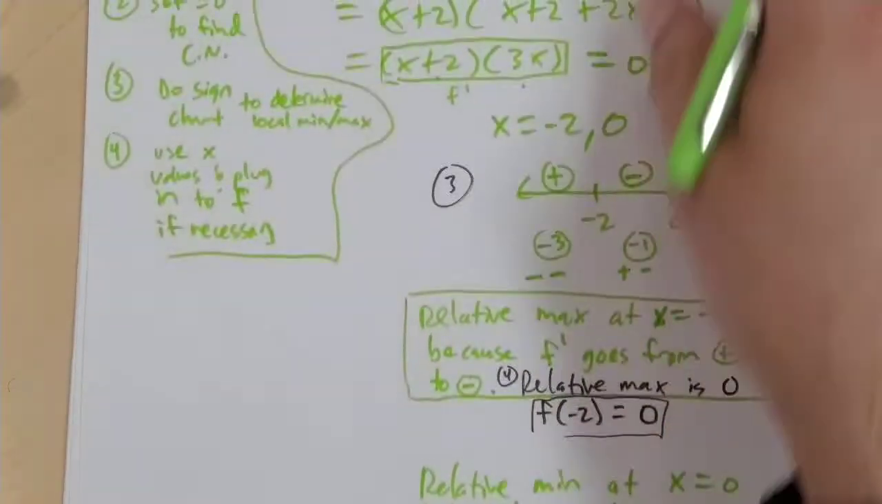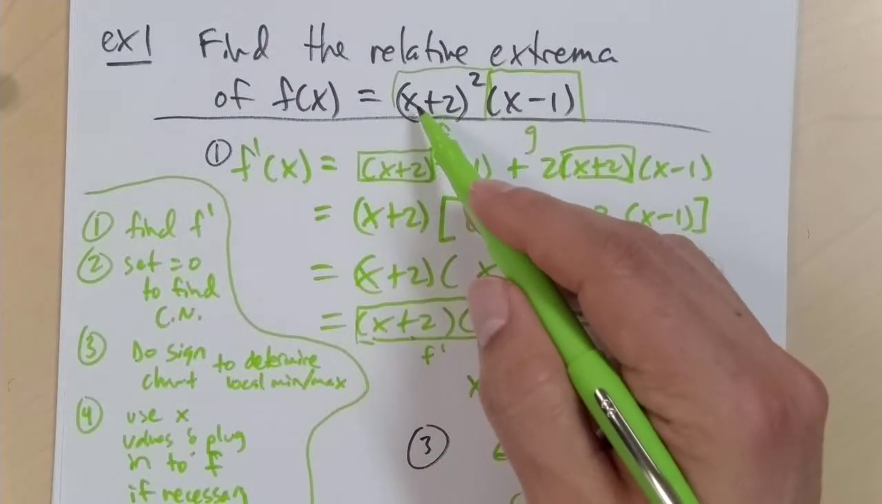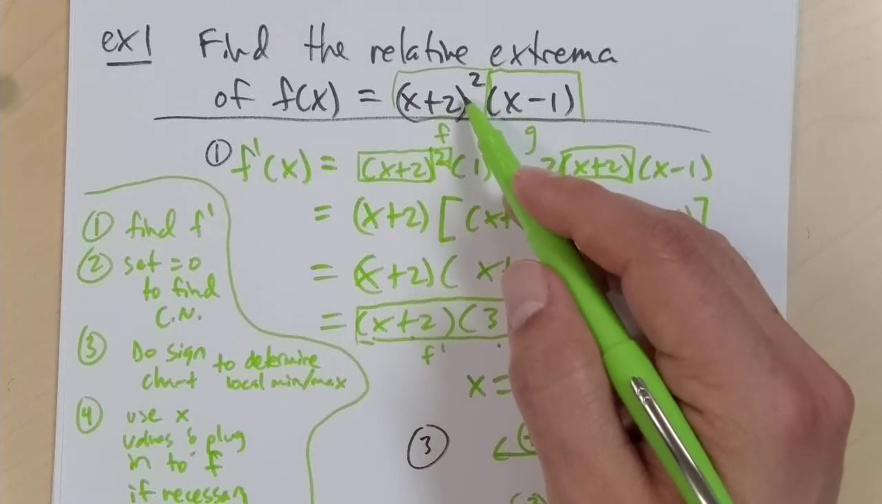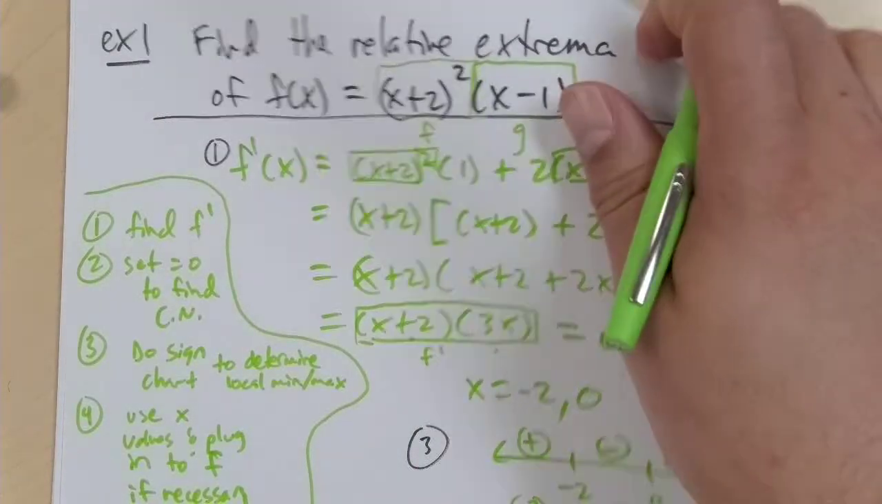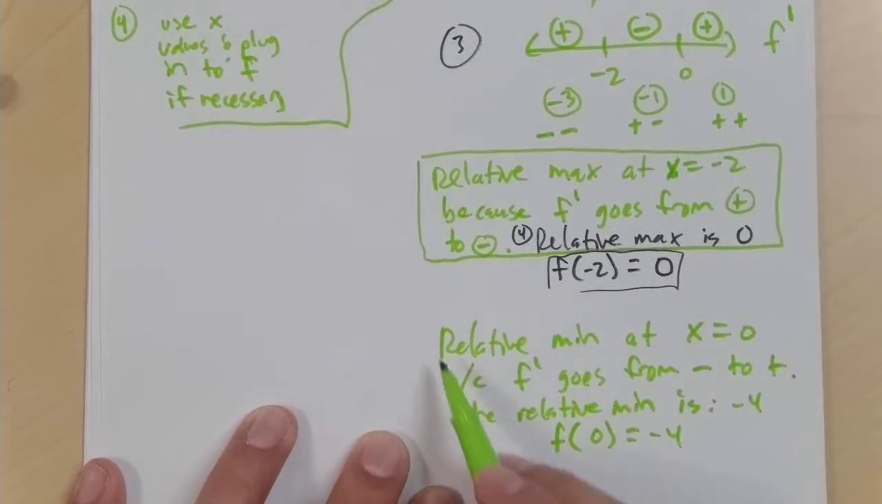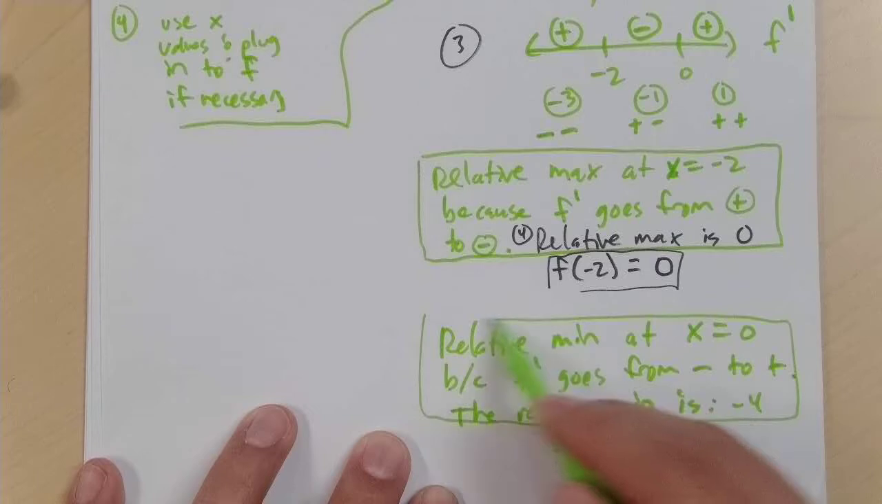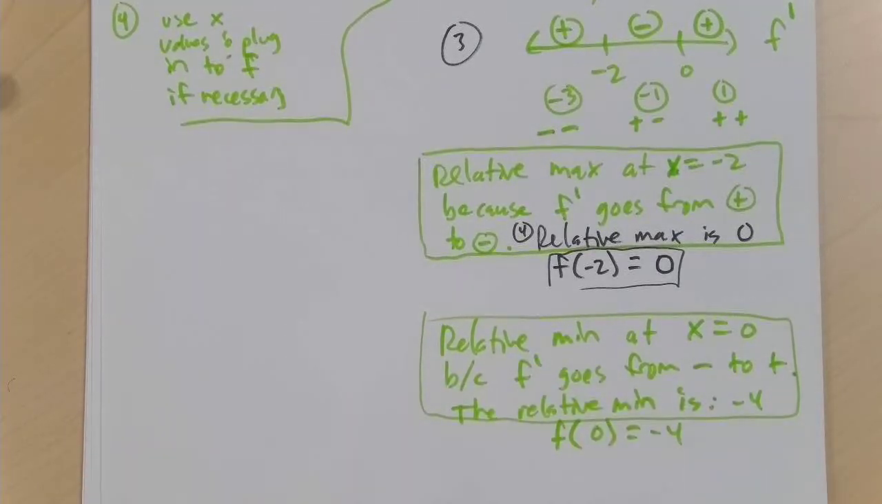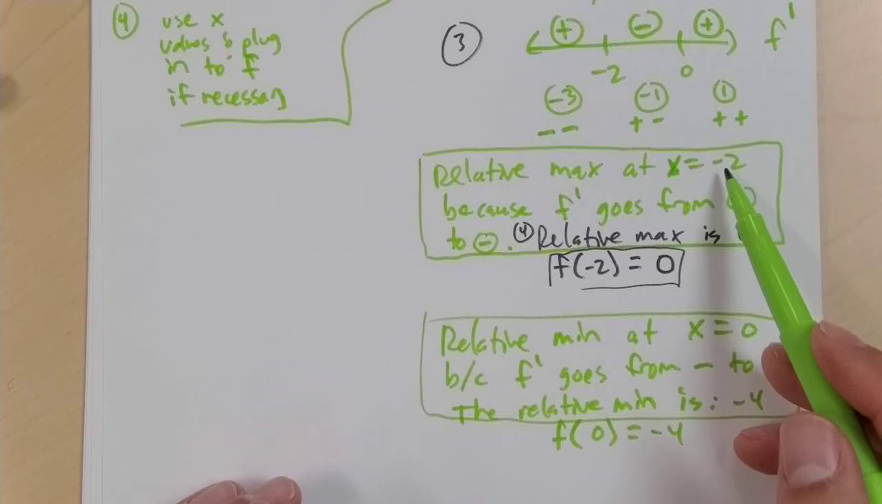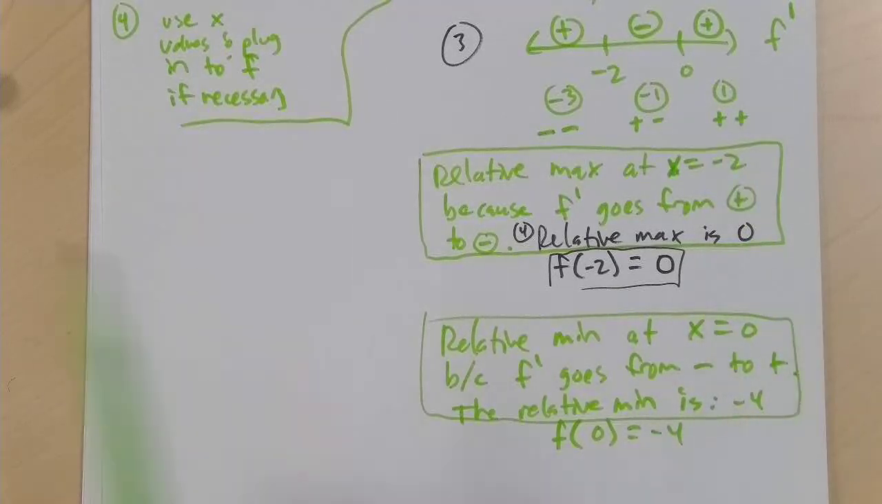Right, so if I go back up here to f, if I plug in 0, you get 0 plus 2 squared is 4 times -1, so we get -4. Okay, so this is what we would say. So if it says to find the relative extrema, you'd say where they're located and what that y value is. And to find the y value, you just plug in the critical number that we used. Okay, so pretty straightforward. Let's do maybe a couple more.